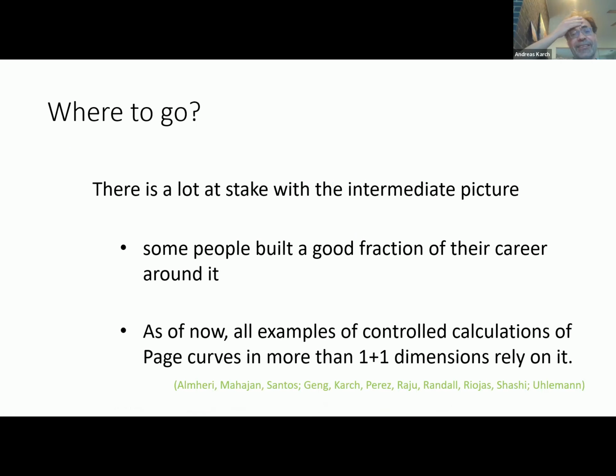So we have to go from this, right? There's a lot at stake with the intermediate picture. Some of us have built a good fraction of our career around this, so it better be true. Also, when you care about Page curves and islands, and you want to look in more than 1+1 dimensions, all the proposals where people have explicitly found these Page curves, by being able to calculate them, rely on these Karch-Randall branes and this intermediate picture duality, including this paper by Christoph Uhlemann, where he used this top-down model and found islands and Page curves in a genuine quantum theory of gravity that can be embedded in full-fledged string theory. But there was always this idea that I have the intermediate description, which allows me to interpret these calculations in terms of properties of a black hole. And if one calls this into question, then it would be really sad.